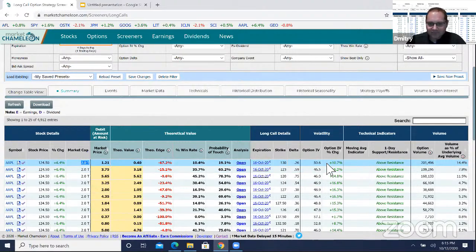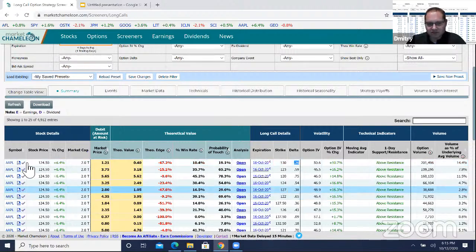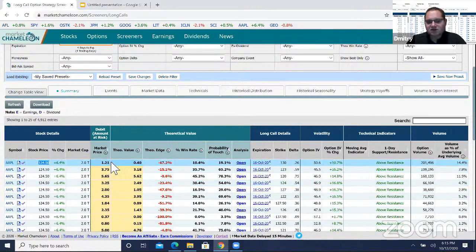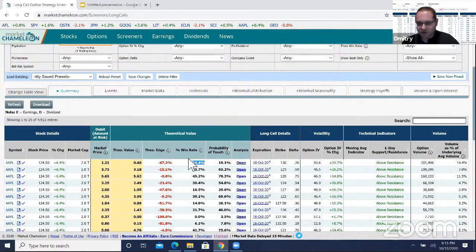We're looking at this long call, October 16th expiration, the 130 call. It's a 26 delta, so you see it's $5.50 above the current spot price. The option is $1.21. The theoretical value that we just talked about, we think it's worth 40 cents. That's giving you a negative edge of 67.2%. Historically, if you did this trade for this price, $1.21, it would have been a winner 10.4% of the time.